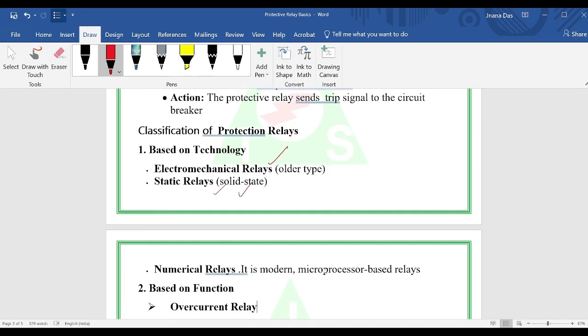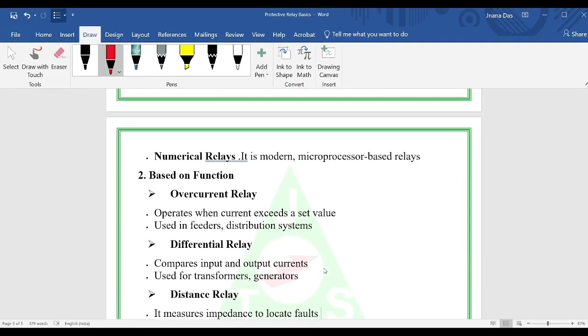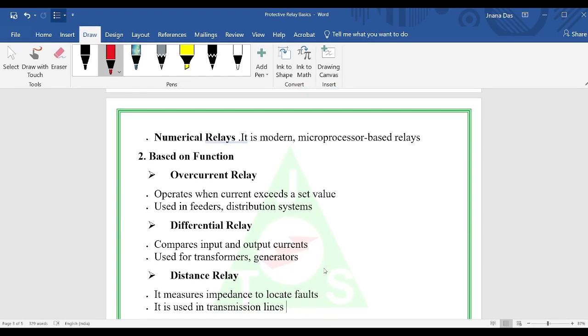The second classification is based on the function, that is the overcurrent relay. It operates when the current exceeds the set value, used in feeders and distribution systems. Similarly, the differential relay combines the input and output currents, used for transformers and generators. Similarly, the distance relay measures the impedance to locate the faults, and it is used in transmission lines.